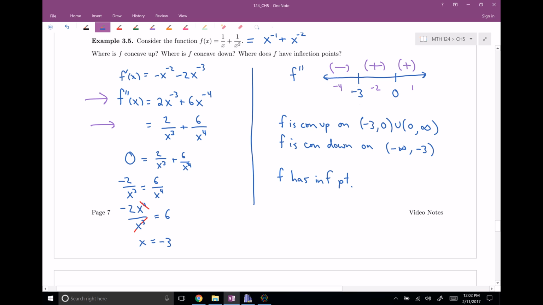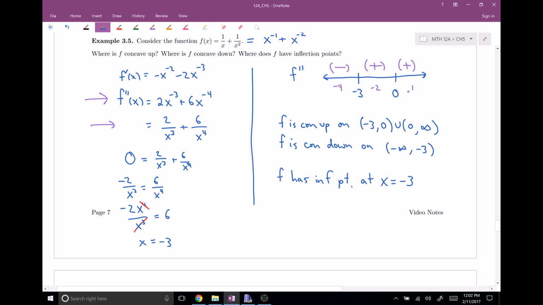So especially here at negative 3, notice this is in the domain of the function. You're not dividing by 0. You're not taking the negative of a square root, anything like this. And it changes concavity. It changes from negative to positive. So at negative 3, we have an inflection point. f has an inflection point at x equals negative 3.